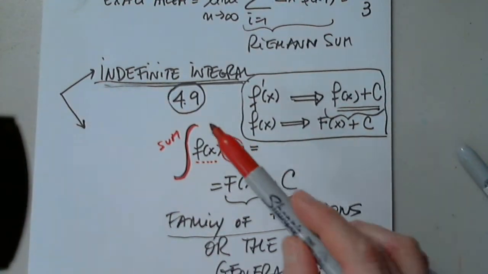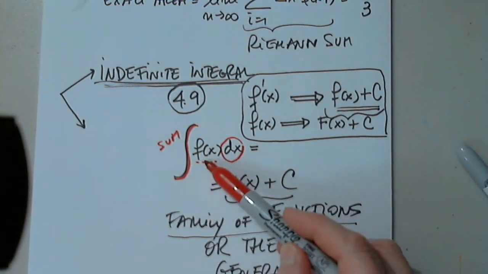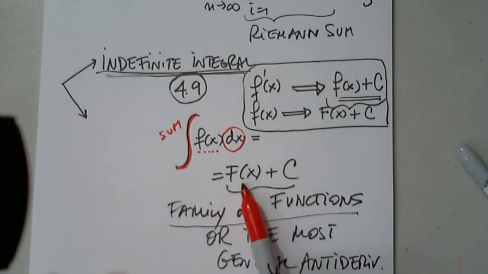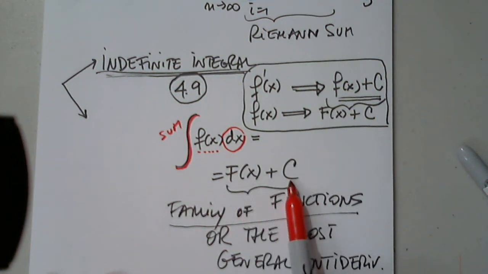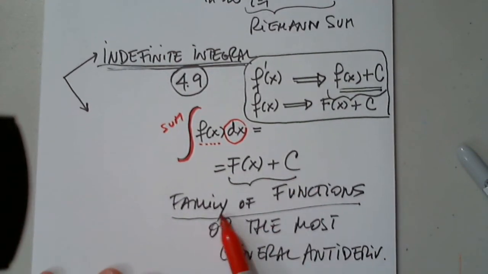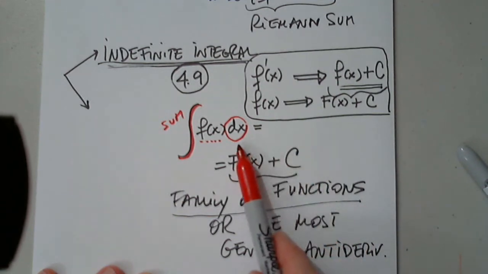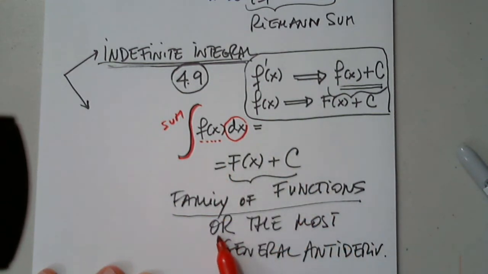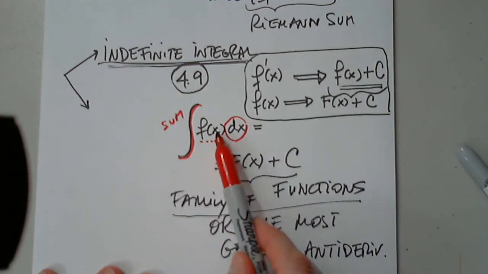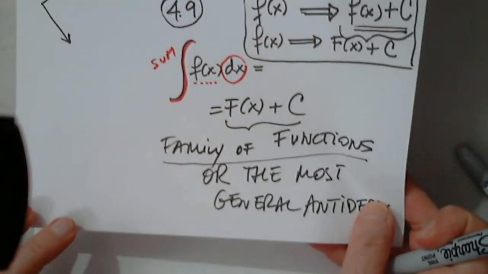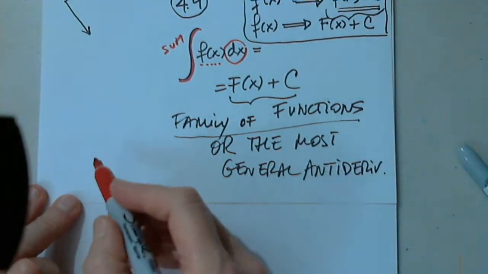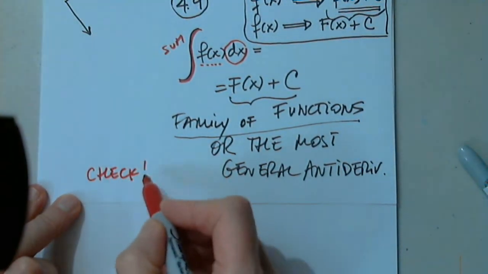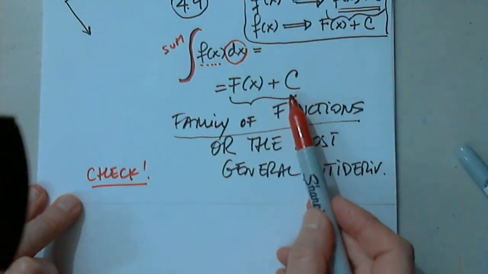Okay, so the indefinite integral from f of x dx is the most general antiderivative plus a constant c. This is a family of functions, infinitely many, because c can be anything. Or you can say this is the most general antiderivative of this function. There is a huge benefit here. How do I check? How do I check that I determined this correctly?